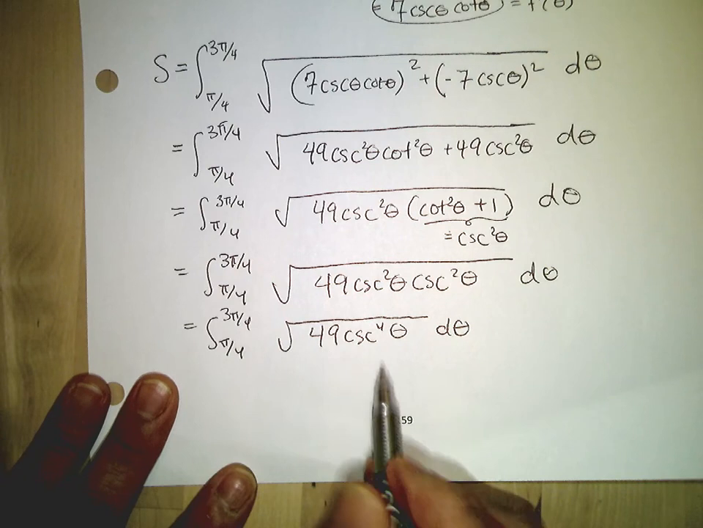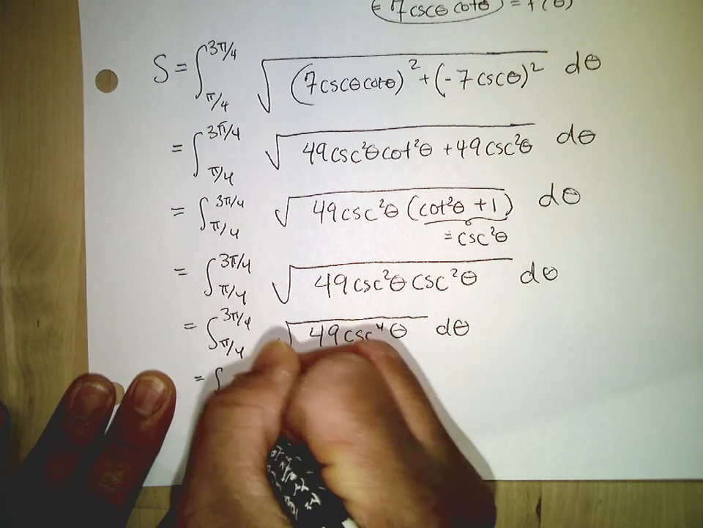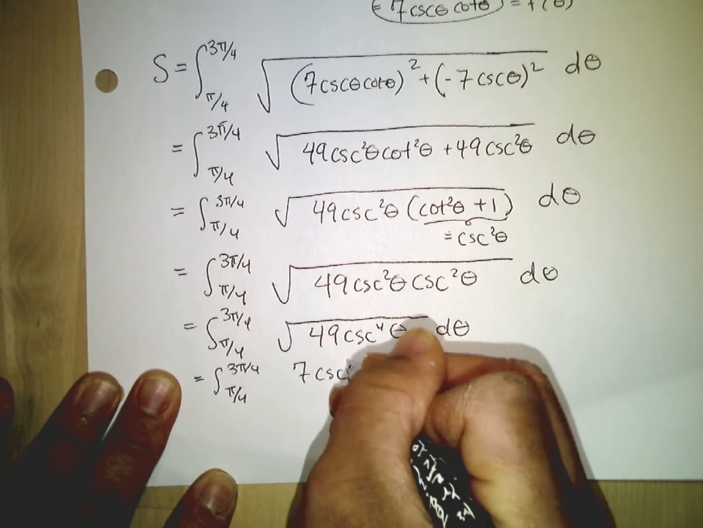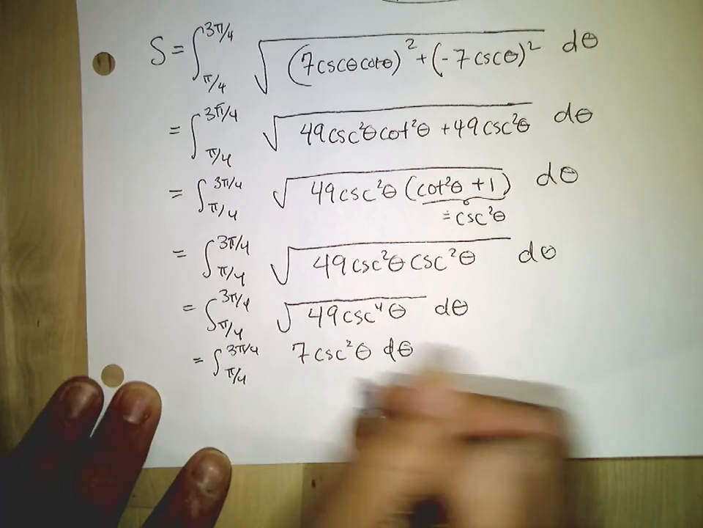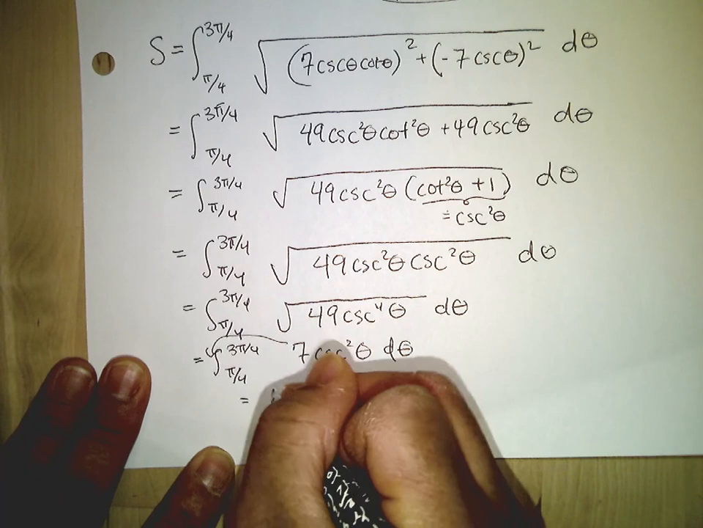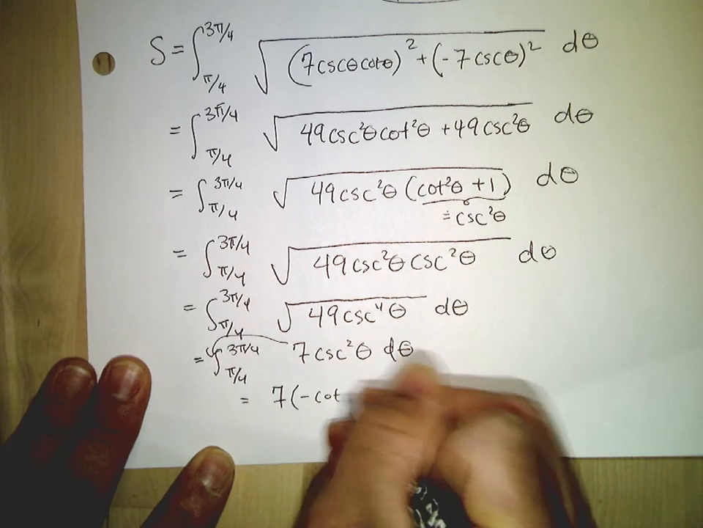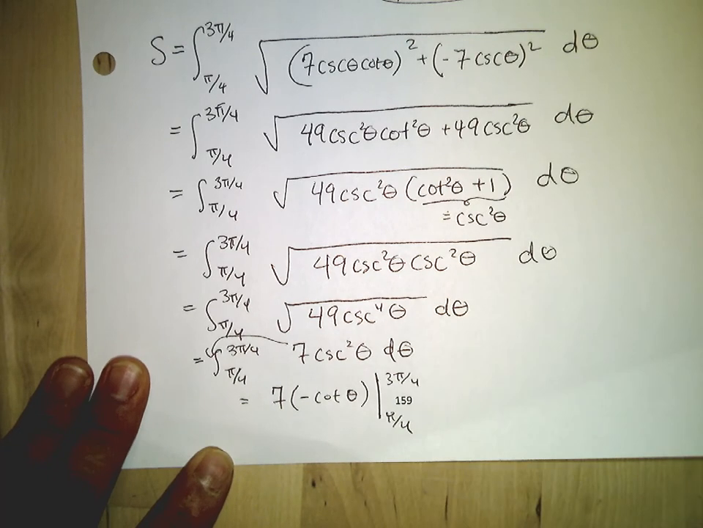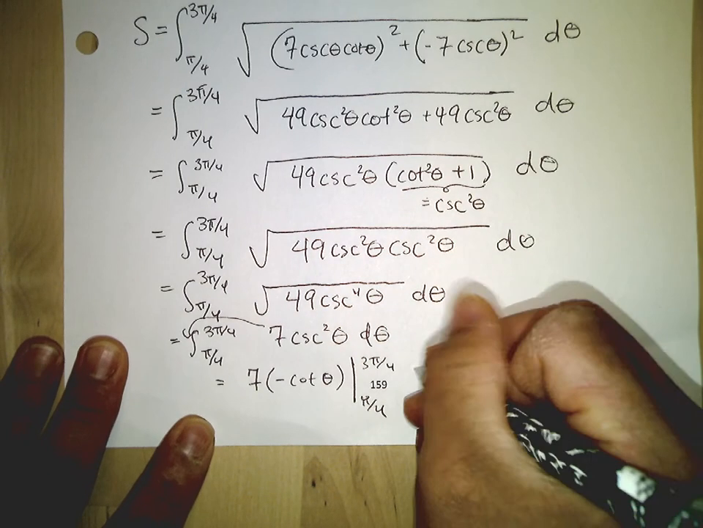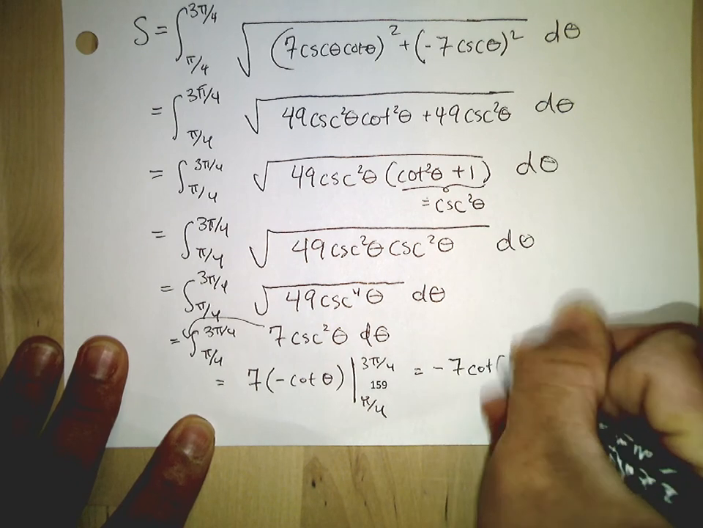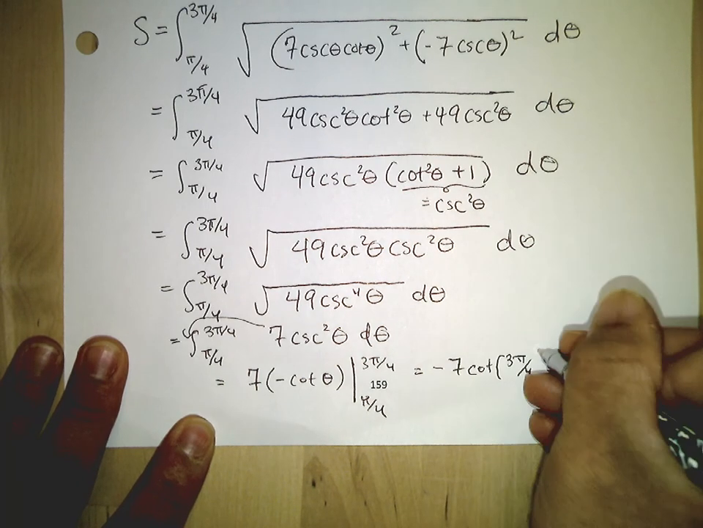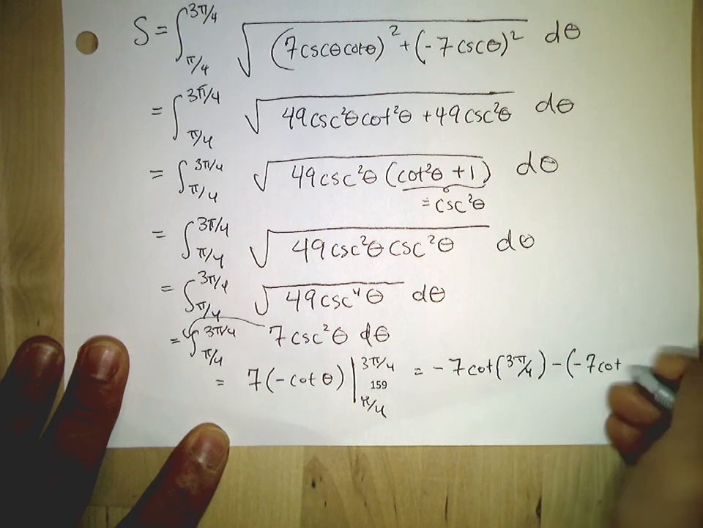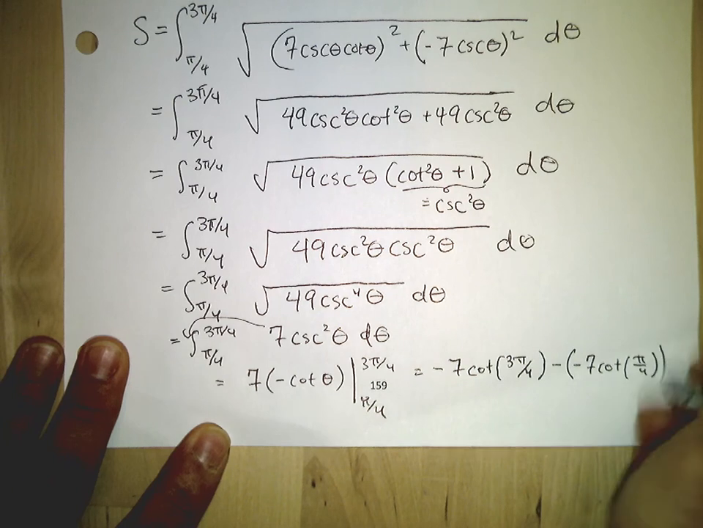And if I take the square root here, I have the integral from pi over 4 to 3 pi over 4 of 7 cosecant squared theta d theta. And I can bring out the 7 and find the integral. So 7 times negative cotangent of theta, evaluated from pi over 4 to 3 pi over 4. So negative 7 cotangent of 3 pi over 4 minus negative 7 cotangent of pi over 4.